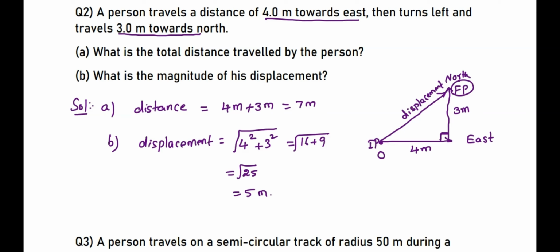So we need mathematics related knowledge also to solve numerical problems in physics. Here we have used the Pythagoras theorem to get displacement. The definition is the same: final position minus initial position. How will we get it? So 4 meters and 3 meters are both perpendicular. So the resultant will be the square root of 4 squared plus 3 squared. Right.